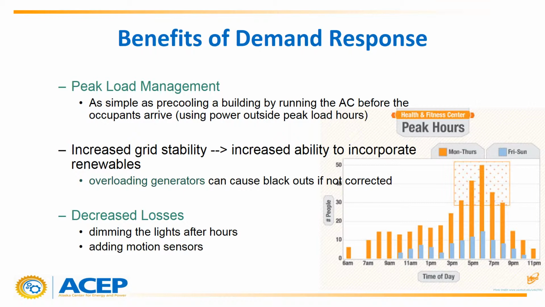Demand response may also decrease losses by decreasing the overall expenditure of electricity, automating the dimming of lights after hours or adding motion sensors for lights in rooms with periodic use, for example.